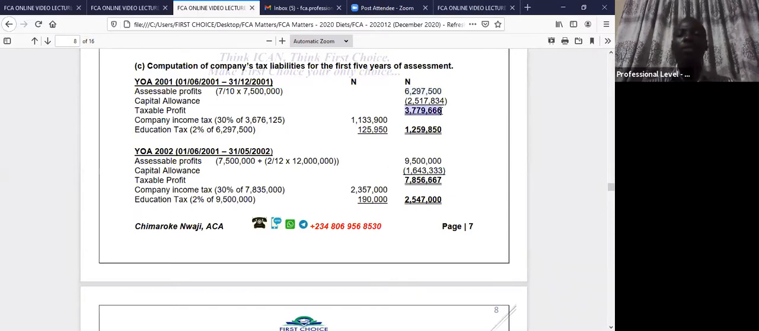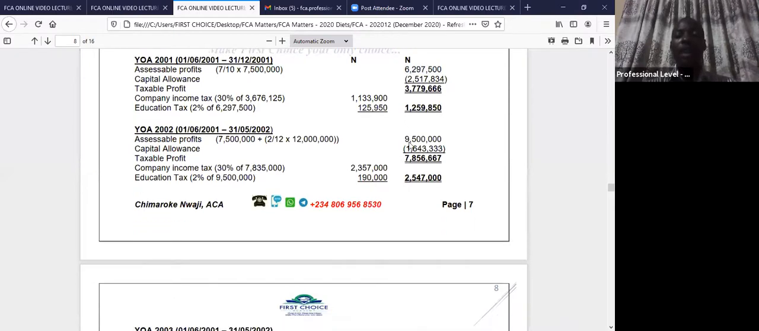So what do you do? You find 30% of your taxable profit. That gives me this as my CIT. Then 2% of your assessable profits gives me 125,950. That's my education tax. And that's all for the first year.